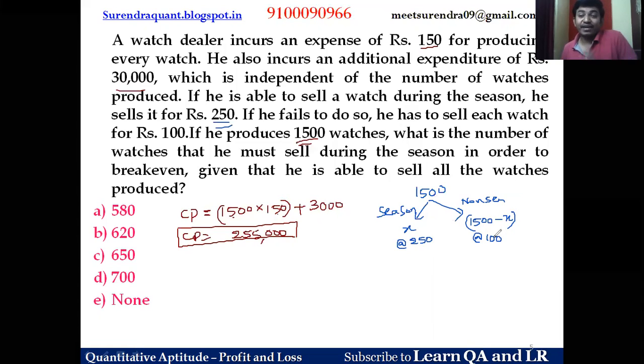And he says one very important information. He receives a break-even, means profit and loss. There is no profit, no loss. Break-even means if CP and SP are the same, that is the meaning of break-even. So what is CP for the total watches production? 2,55,000, including fixed expenditure, guys.